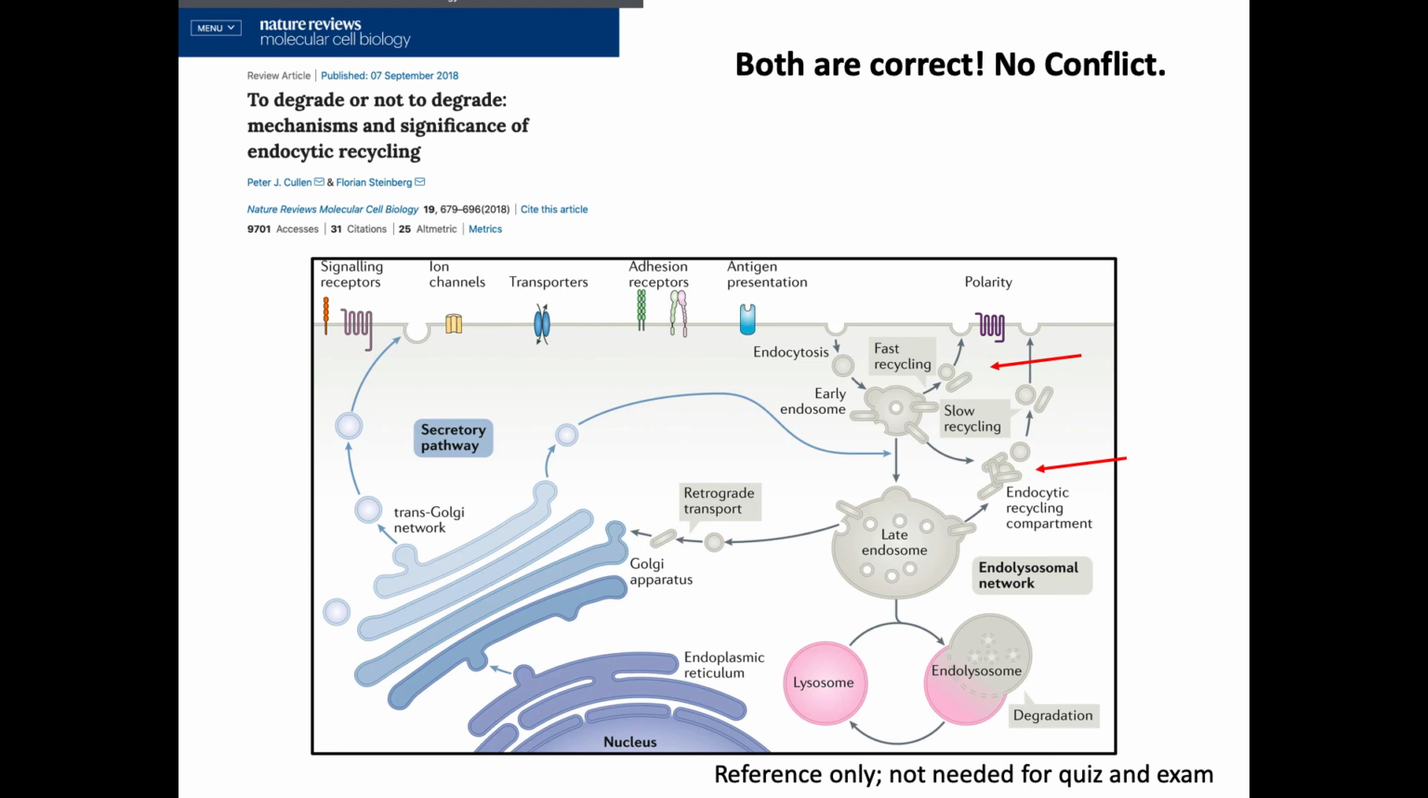So here is a paper. This is a 2018 Nature review paper, Molecular Cell Biology, "To degrade or not degrade." See that in reality, in between the lines, you have this early endosome. From the early endosome, the receptors are recycled back. This is called fast recycling. On the other hand, you have a late endosome. From here, they are recycled back as well, which is called slow recycling.